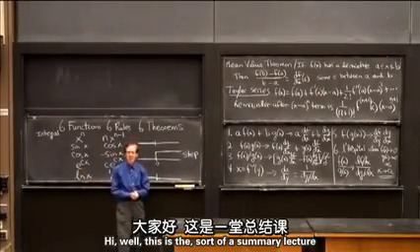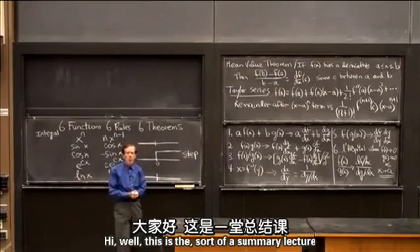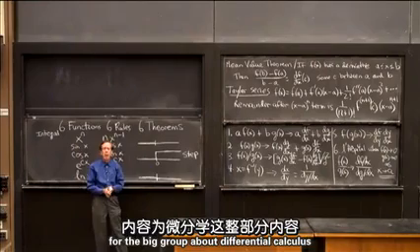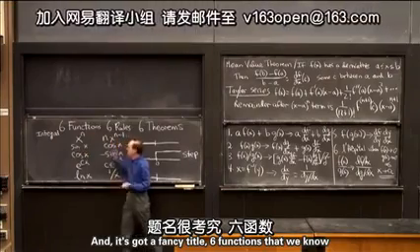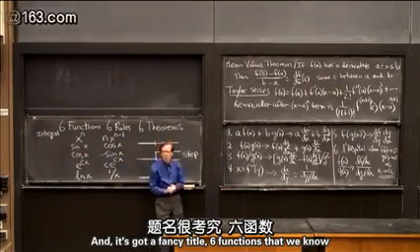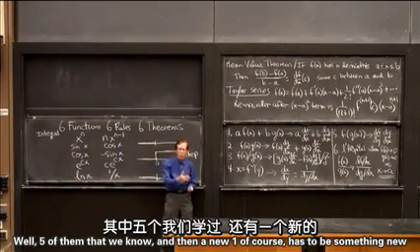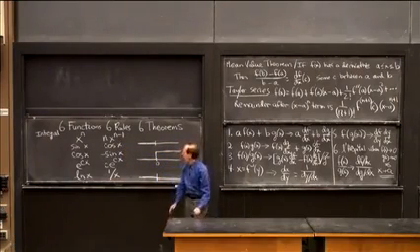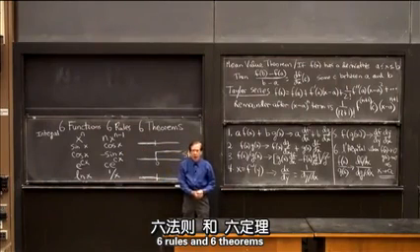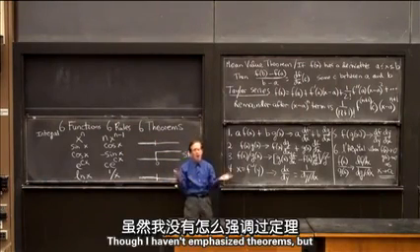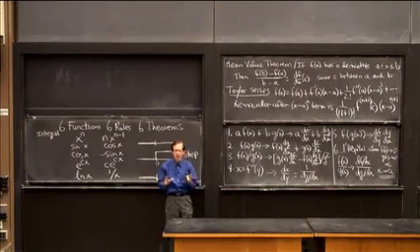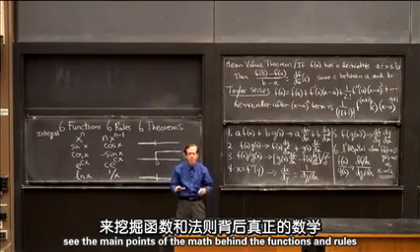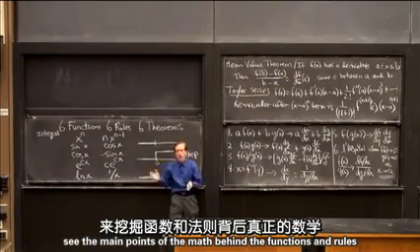Hi. Well, this is sort of a summary lecture for the big group about differential calculus. And it's got a fancy title, 6 functions that we know. Well, 5 of them that we know, and a new one. Of course, there has to be something new. 6 rules and 6 theorems. So I haven't emphasized theorems, but it seemed like this was an occasion where we could see the main points of the math behind the functions and the rules.